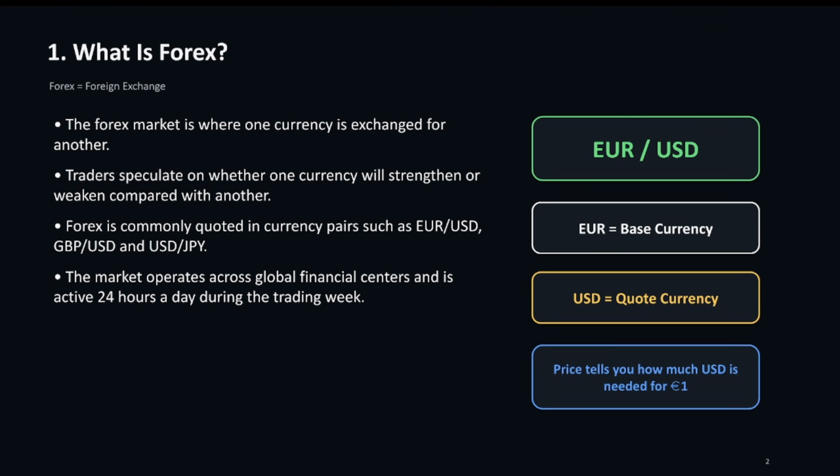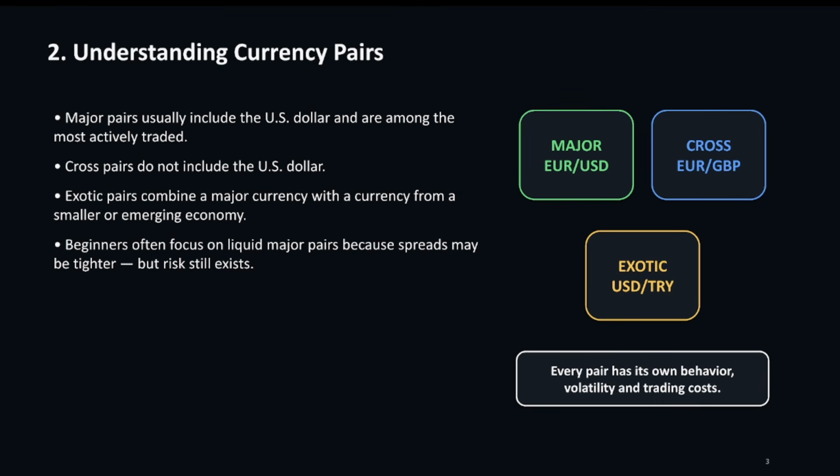Okay, so the next thing that you're going to have to learn about is understanding currency pairs. So major pairs usually include the US dollar and are among the most actively traded currency pairs. So a lot of people like to trade the US dollar for the simple fact that the US dollar is basically one of the most powerful currencies throughout the whole entire world, not even just the country of the US, but within the world. If you go to different countries, there are a lot of countries that allow you to exchange and also pay for items with your US dollar.